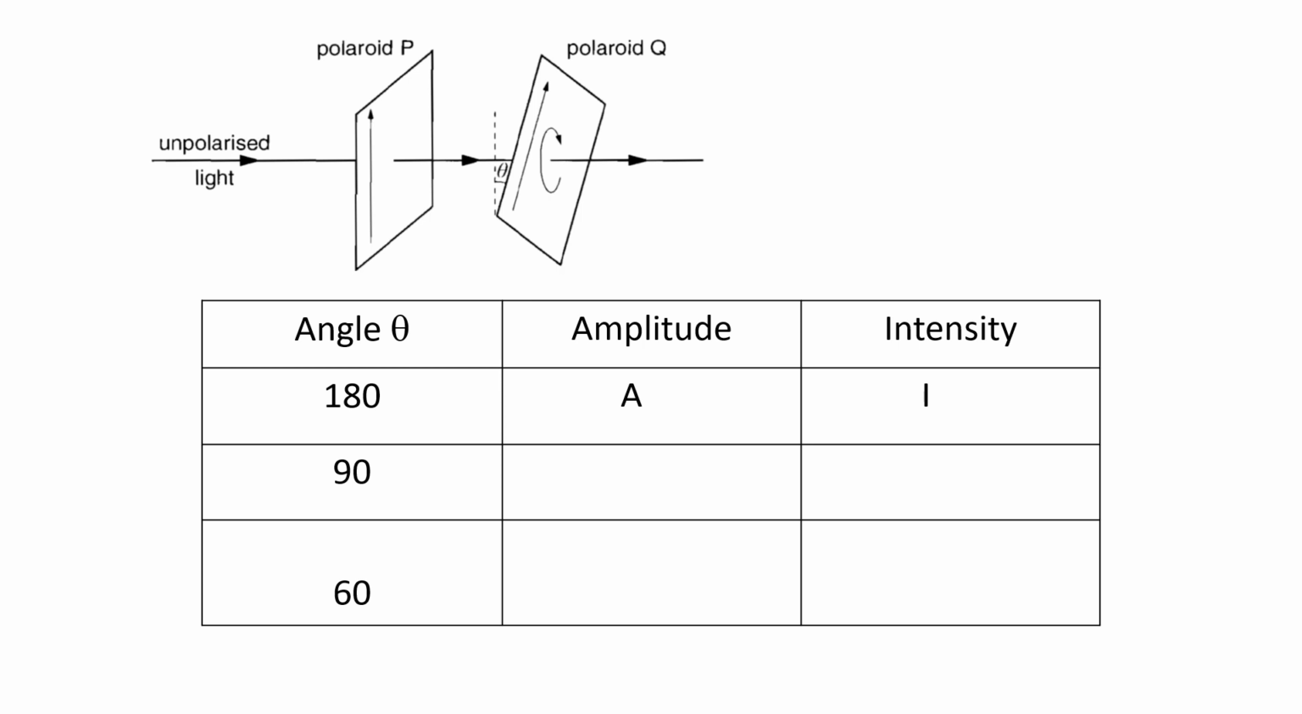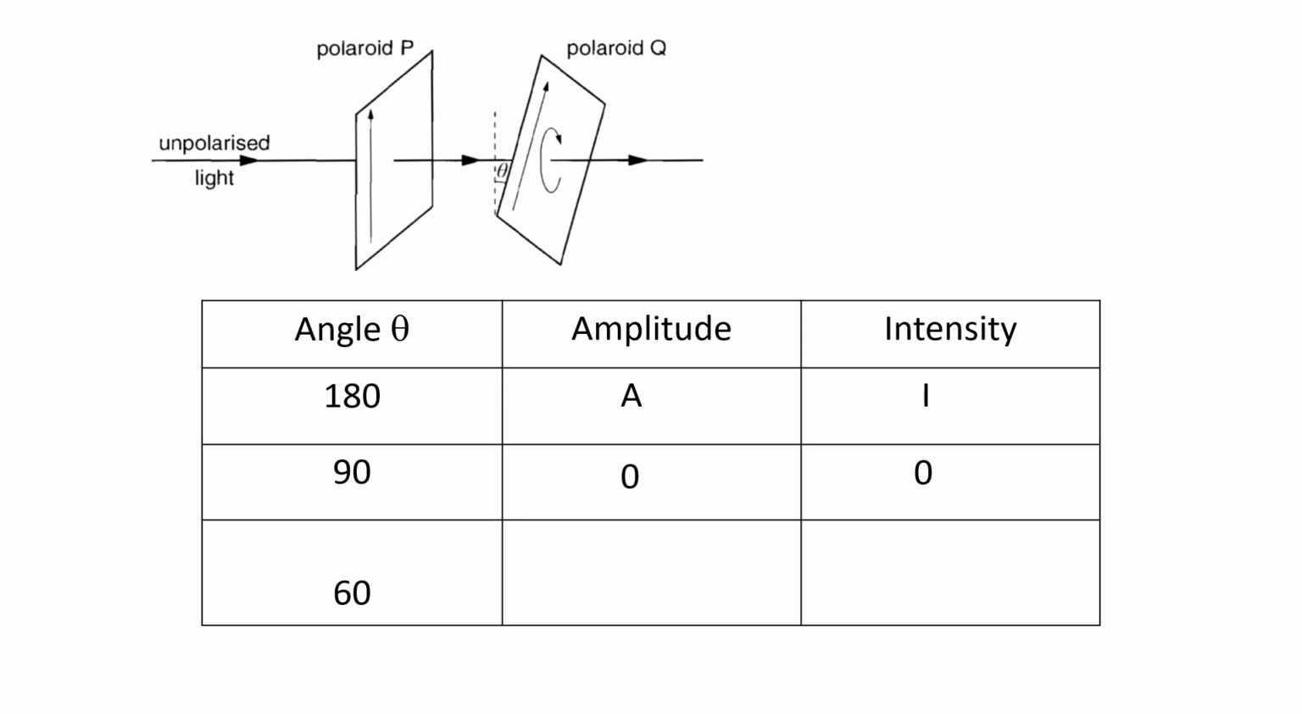However, if Q is 90 degrees, that means it's perpendicular to the axis of P, then no light will be able to pass through, so the amplitude will be 0, and therefore the intensity will also be 0.